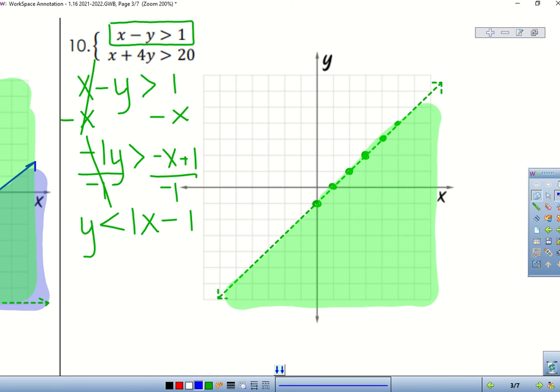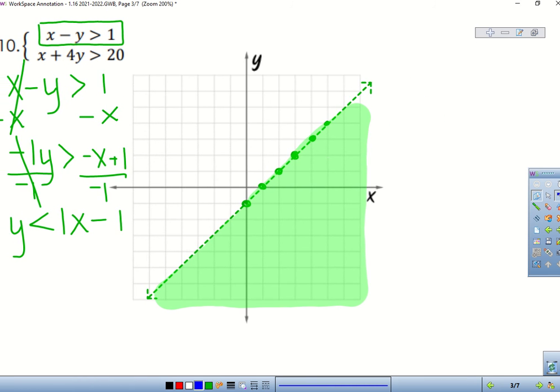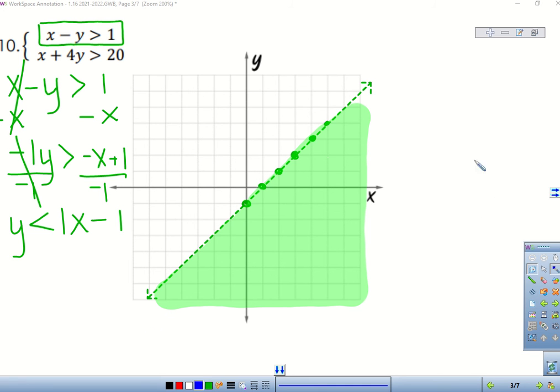And then we're going to do the same idea for the other equation. I'm just going to move over a little bit so I have some room. So I'm going to rewrite the other equation.